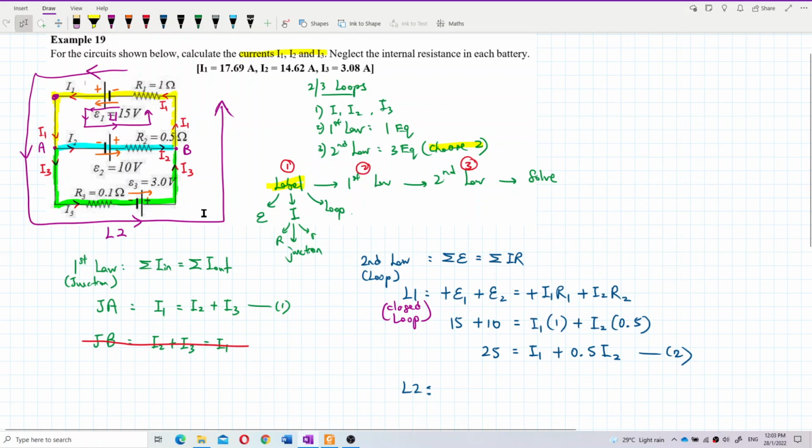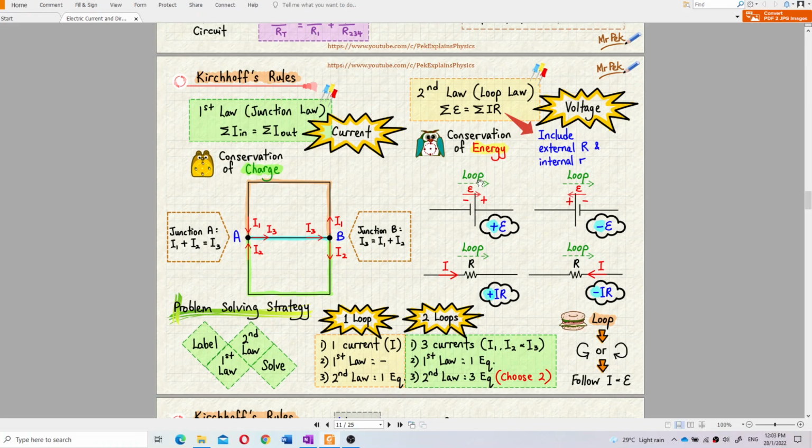So now there's E1 and E3. Now look at E1. E1 is to the left, negative to positive. Compare with the loop direction, which is also to the left. So same direction, isn't it? So it is positive. When EMF and loop are in the same direction, it is positive E.